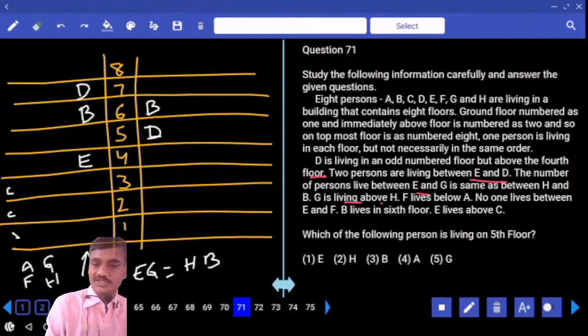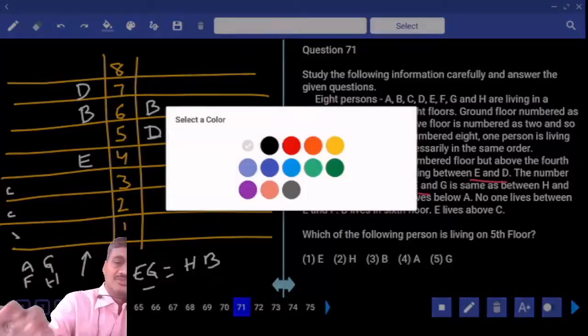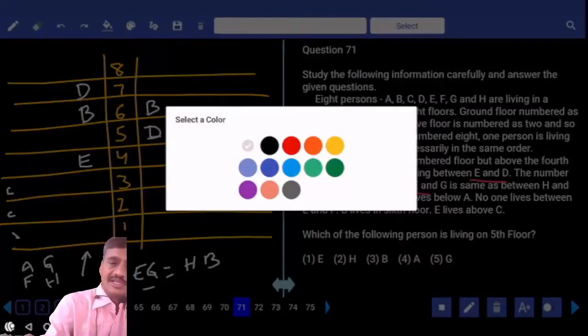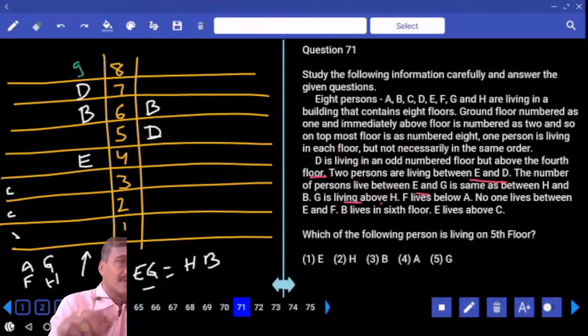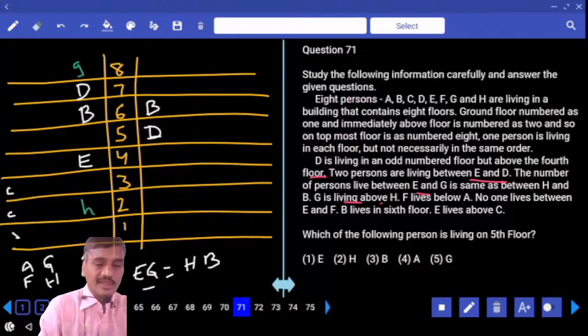As E and F are adjacent to each other, where can I place G? Let us start with the possibility for G. Between E and G, there are exactly 3 people. As there are exactly 3 people between these two, there must also be exactly 3 people between B and H.